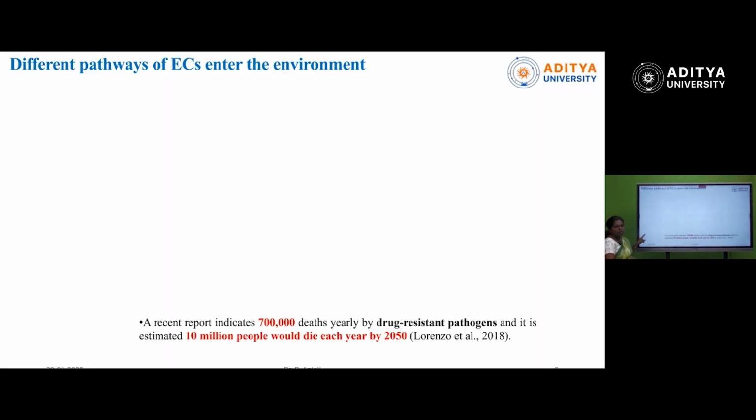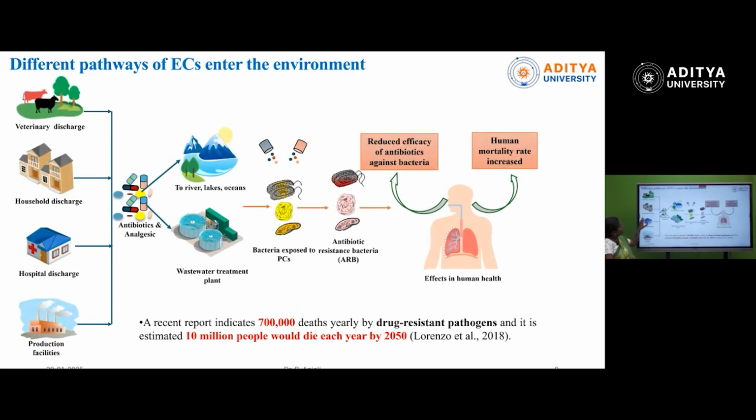Okay. So far, what I said is the introduction about the emerging contaminants, the sources, and the occurrence. Next, we'll see how they enter the environment. There are different pathways. Sources we already discussed, right? All of this comes here; I have given antibiotic and analgesic, and you can consider them emerging contaminants also. They can enter in two ways: directly to the water bodies, or some of them go to the treatment plant.